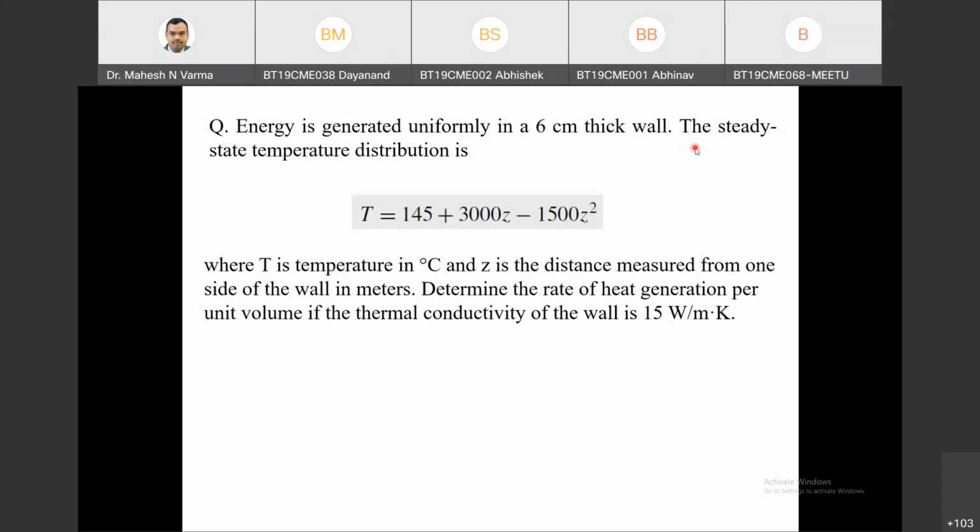Roll number 24, Bandi. Yes, sir. Yeah, can you give some input?